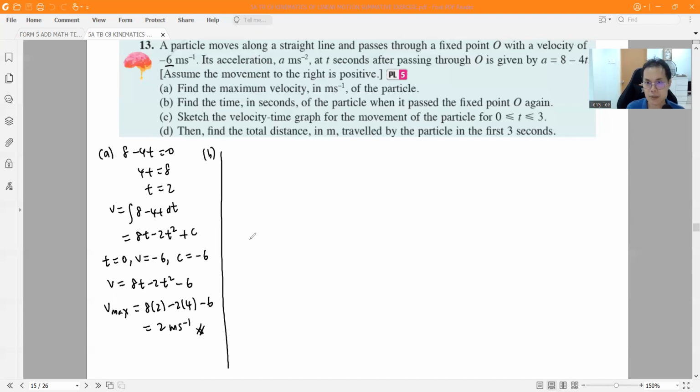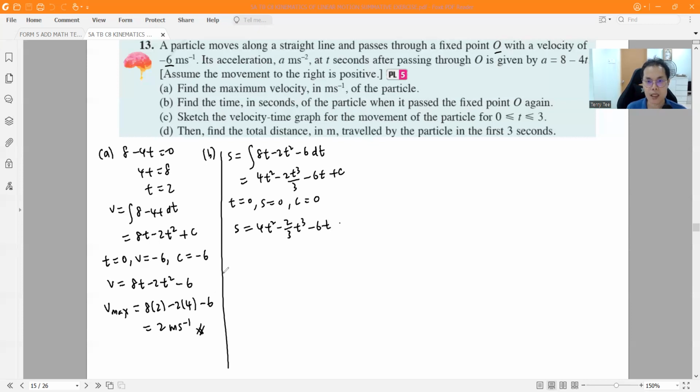All right, next, find the time in seconds when it passes through fixed point O again. Well, to find the time it passes through fixed point O, I need to let s be 0. My displacement is 0. But I don't even have the displacement function. So I will integrate my velocity function. This is my velocity function. As we integrate this, you get 4t squared divided by 2, 2t cubed divided by 3, minus 6t plus c. Now, I need to let t be 0, s be 0, c be 0 to find my c value, because it starts from point O when you start the clock. My displacement function is now this.